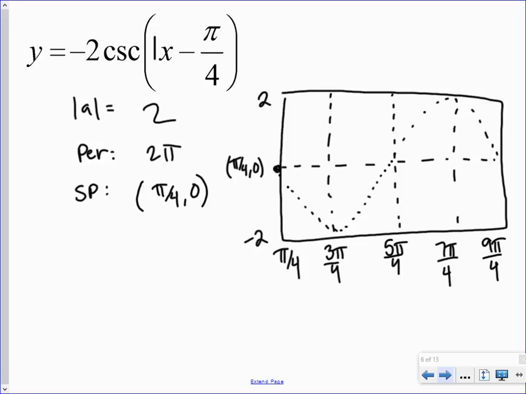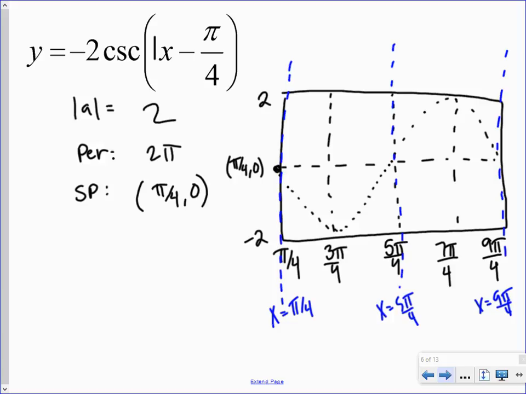And then I can draw the asymptotes anywhere sine would have crossed the midline. So x equals pi over 4, x equals 5 pi over 4, and x equals 9 pi over 4. Notice how when I label asymptotes I use correct notation. X equals a number, like it's a vertical line. And then you draw in your U's and label your points.